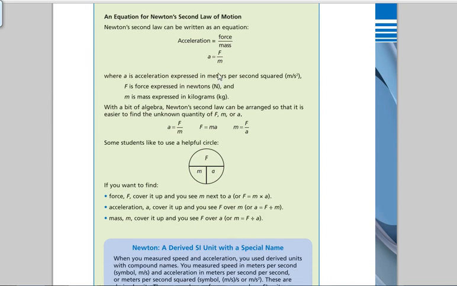There's an equation for the law, and I'm sure a lot of you have already seen the circle, the pie, or the pyramid triangle that tells you what to do with each of the three variables. But ultimately, we can pretty much mathematically create any one of these if we just know one. And usually if we just know F equals ma, because that's the easiest one to remember, we can get a equals F divided by m and m equals F divided by a.